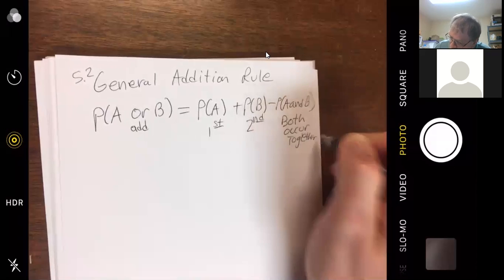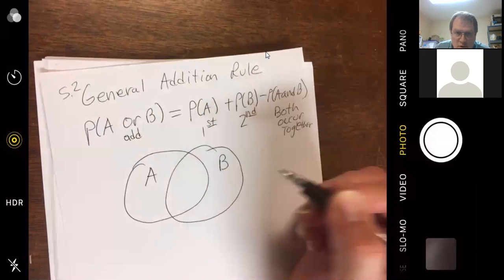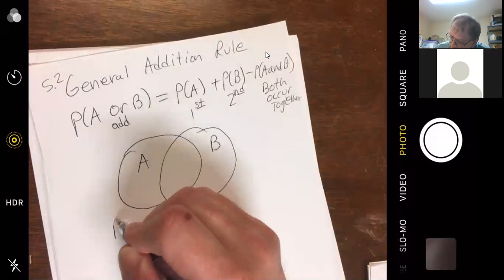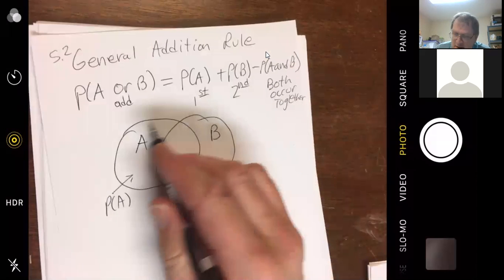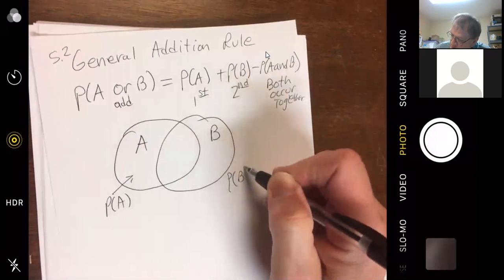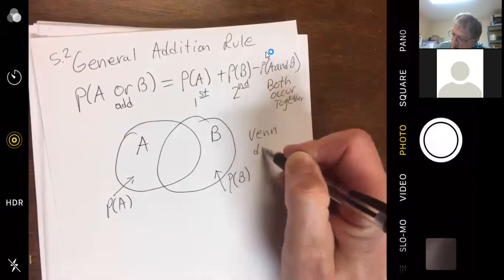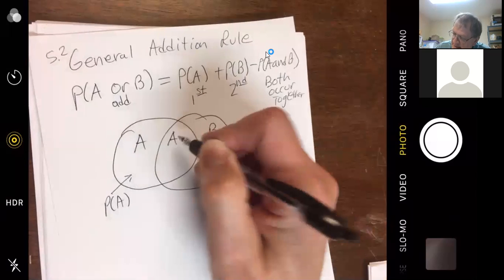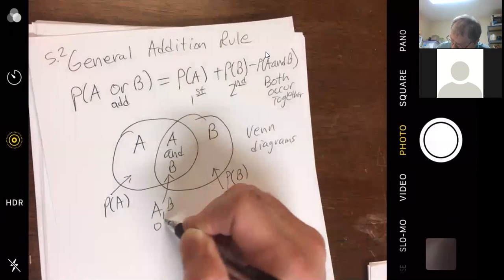They draw circles of this. First circle A, second circle B. The probability of A is represented by that entire circle. The probability that B happens is represented by this circle. These are called Venn diagrams. Where they overlap, this is referred to as A and B, and basically A and B occur together.